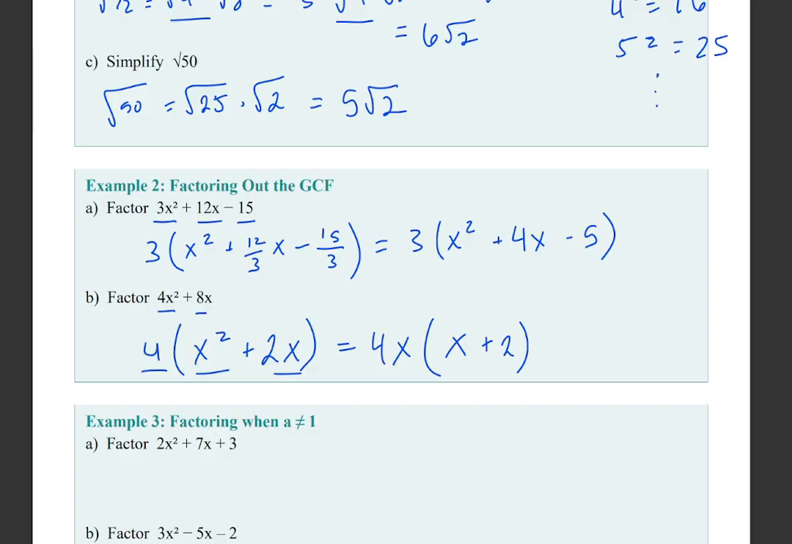So in the first example, we just pulled out a number. In the second example, we pulled out a number and an x. And this is how we factor out the greatest common factor.